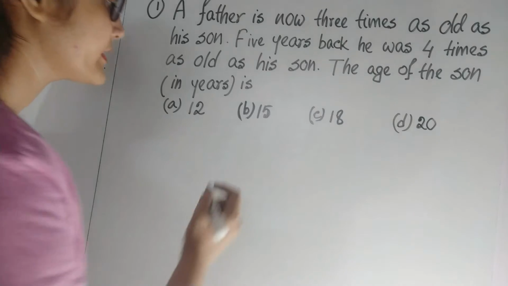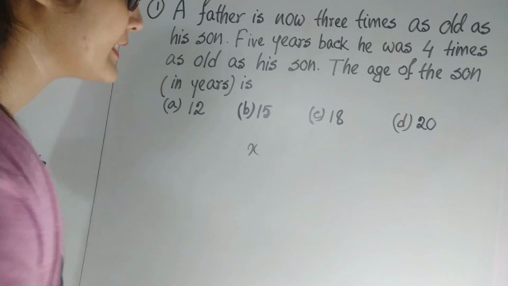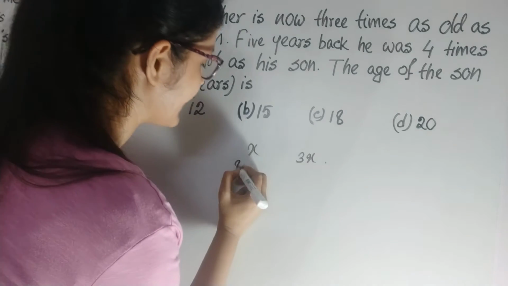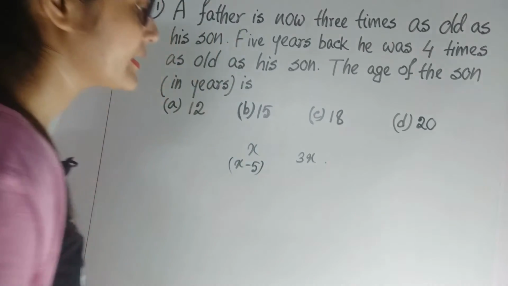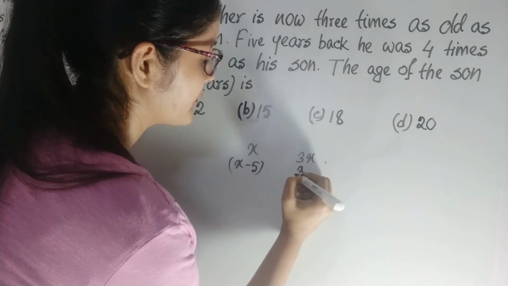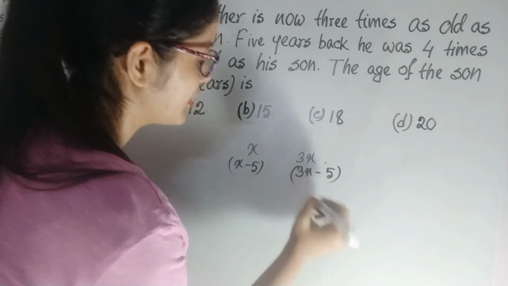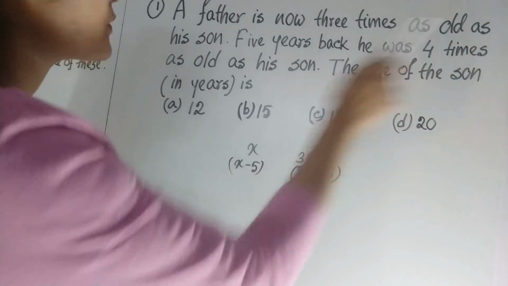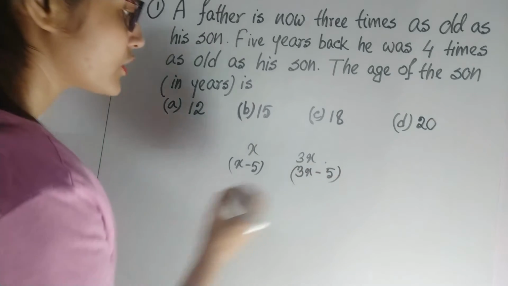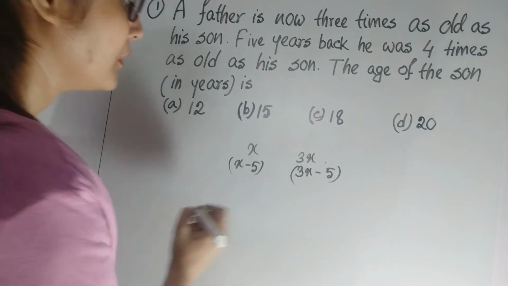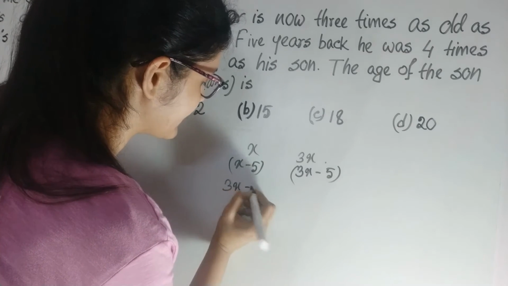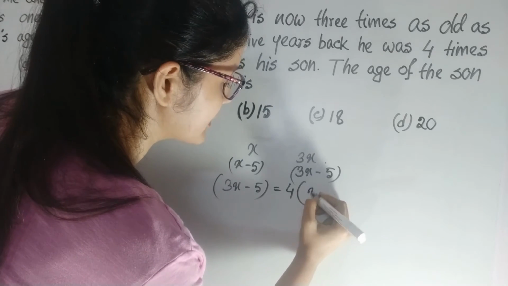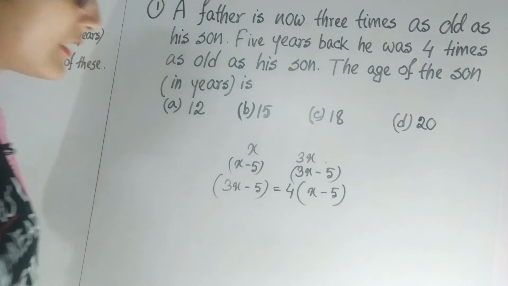Suppose now son's age is x, then now father's age is 3x. 5 years back, son's age was x minus 5. Then 5 years back, father's age was 3x minus 5. So, 5 years back, he, that is father, was 4 times as old as his son. So, 5 years back, father's age was 3x minus 5. And at that time, he was 4 times of the age of his son.